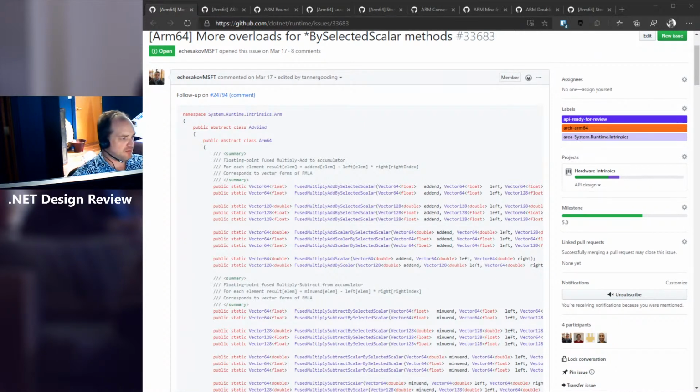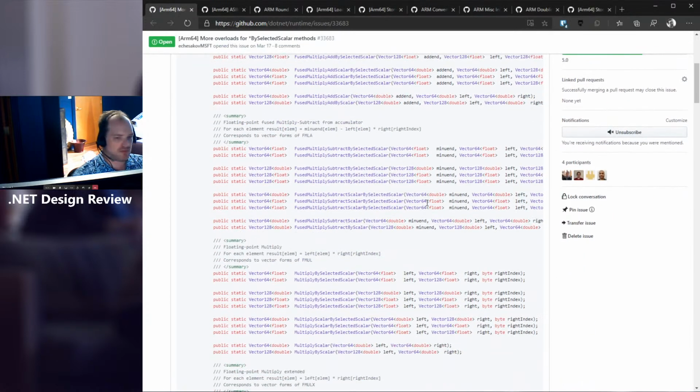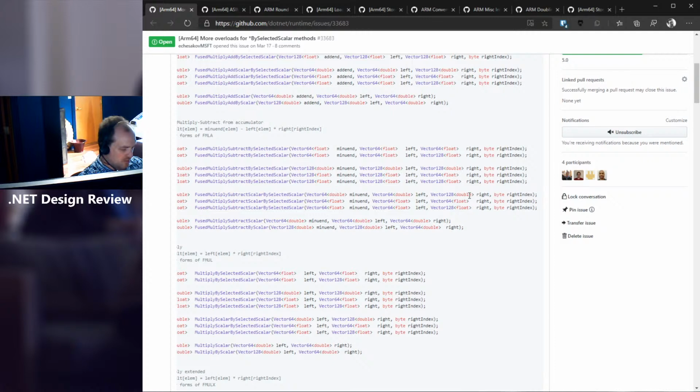Well, any other concerns, or is that it? So I was wondering about some of the names down here. Looks like there are a lot of names lower down. Let's see. Multiply widening upper and add also take indexes as well, but we don't use the by selected scalar terminology for naming those. That was likely copy paste.